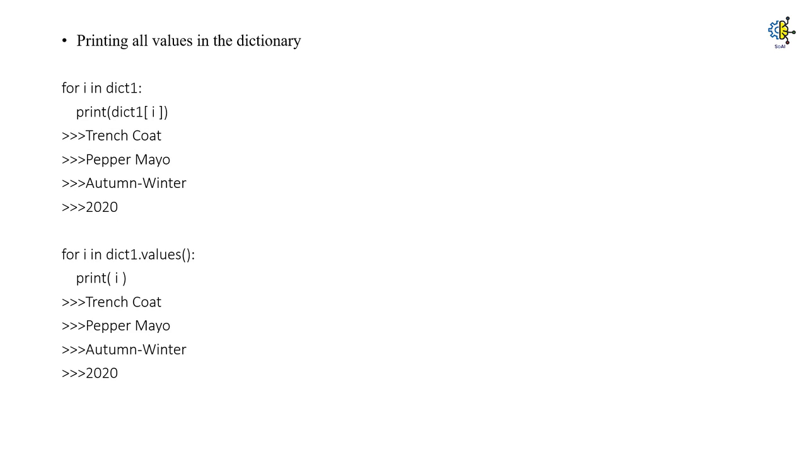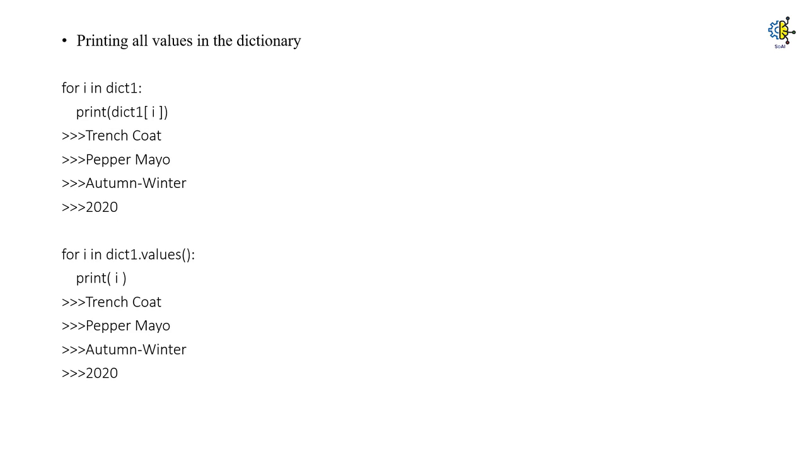If I want to print all the values which are stored within my dictionary, I can do so using a for loop again. If I do for I in dict1 and within the loop do print of dict1 and within square brackets pass the value I, you can see that the output is all the values which are stored within the corresponding keys which we are traversing using the for loop. So the output is trench coat, pepper mayo, autumn winter, and 2020.